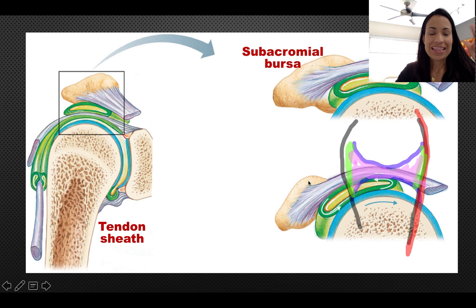Now, these synovial joints, they move. They're freely movable, right? That's what we said. Now let's describe those movements. Yee-hee. I like that part.